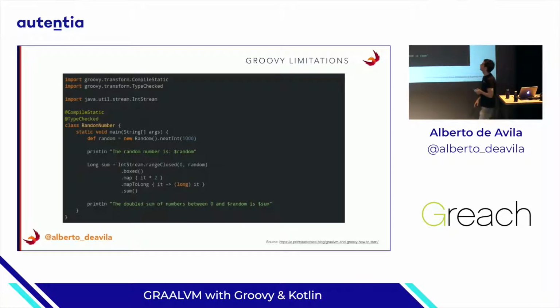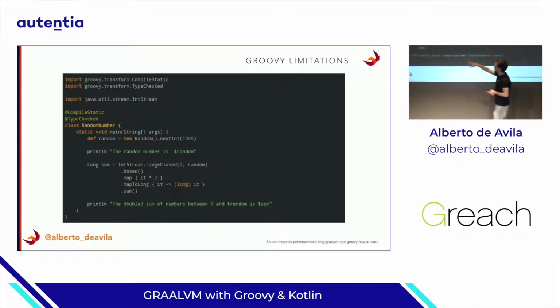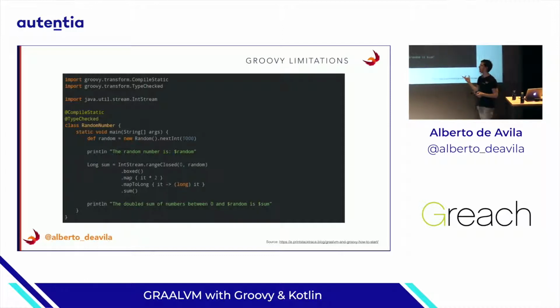Another example about that: this is a Groovy code that generates a random number and works with it with some methods. With this IntStream, the problem at the time of using this code with GraalVM is that when it tries to use the map method, it's using a closure, and you need to specify a file like reflect.json with some config to work well.